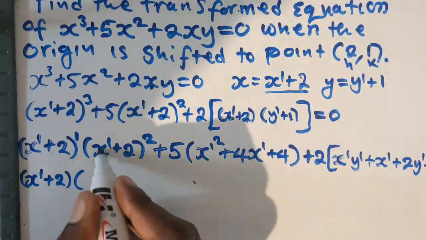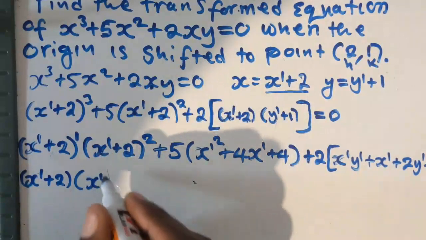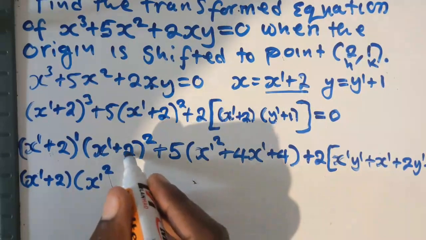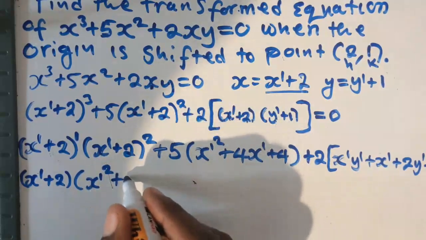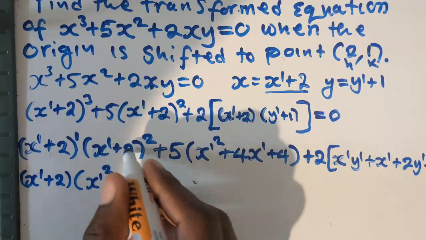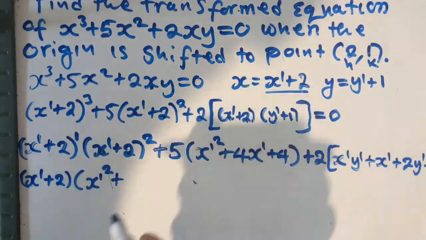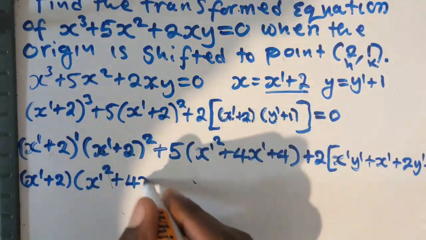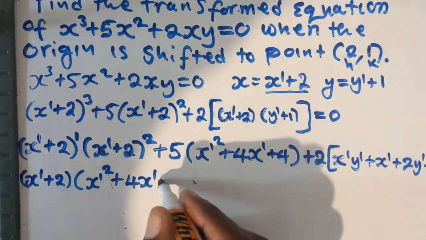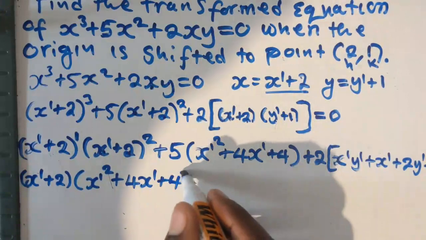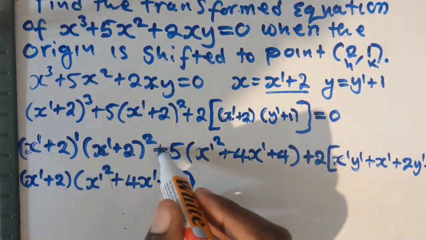So you just say this x prime squared, you square x prime, you're going to have x prime to the power 2. Then 2 times x prime, you're going to have 2x prime, okay? Then 2x prime times 2, you're going to have 4x prime, like that, okay? Then 2 squared, you're going to have 4, like that, okay? Then from here, we continue from here.